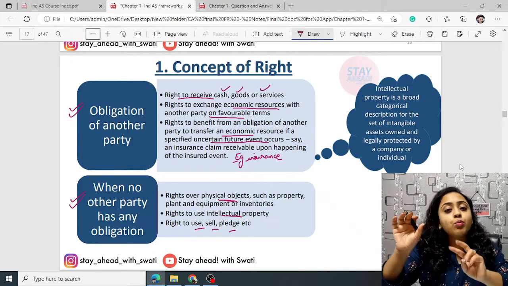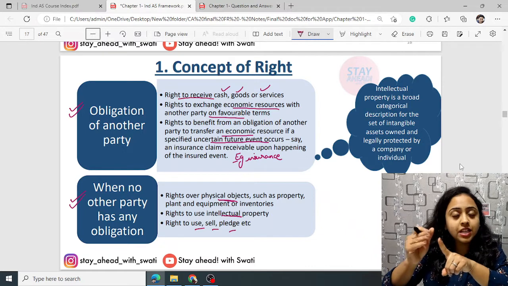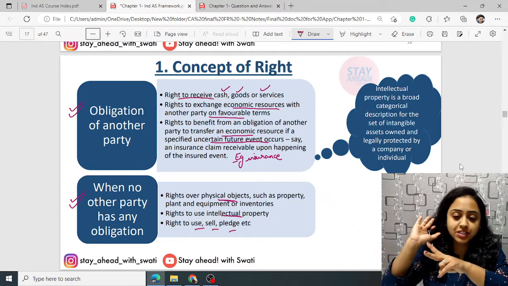So both pledge and mortgage together can be known as collateral. They are forms of it. If movable property, then pledge. If immovable property, then what? Mortgage.